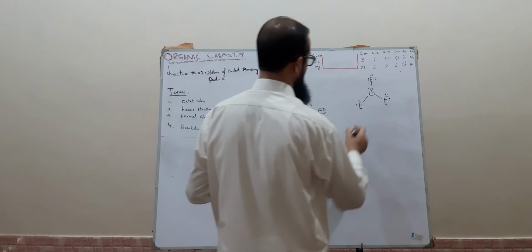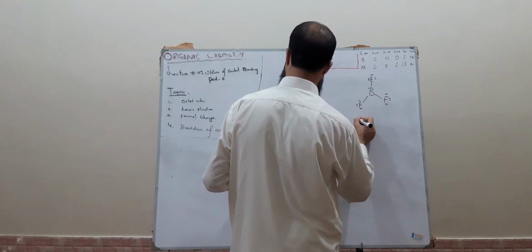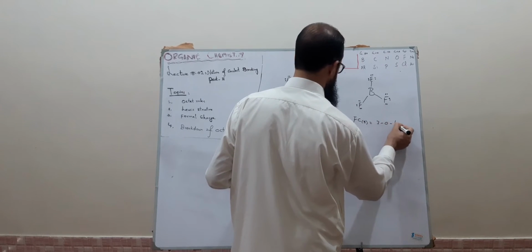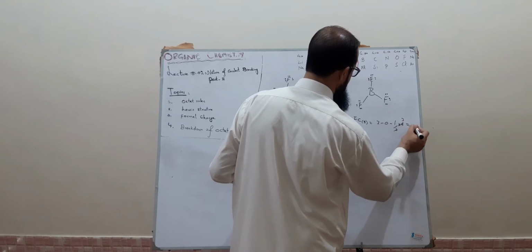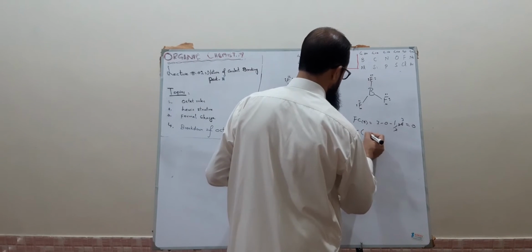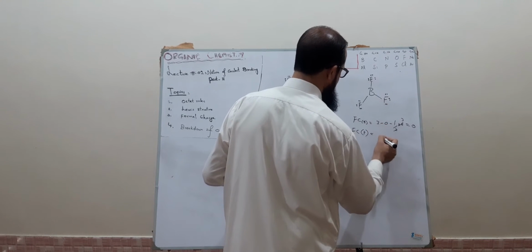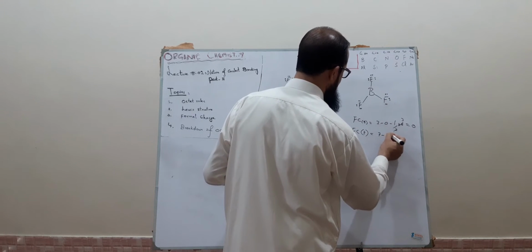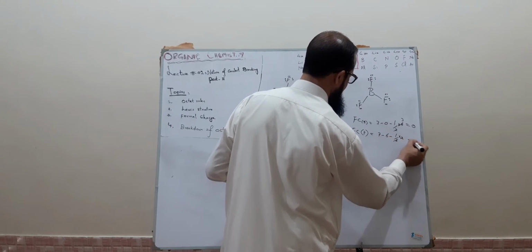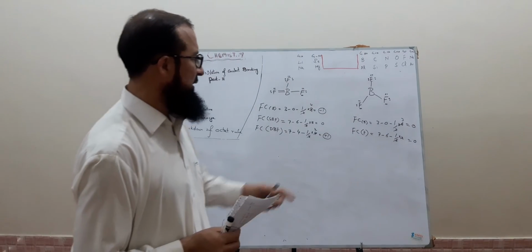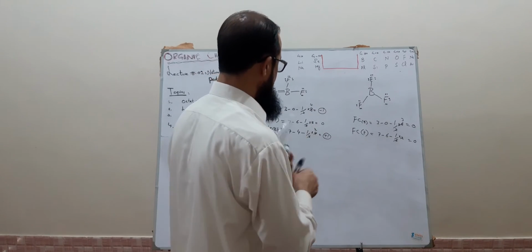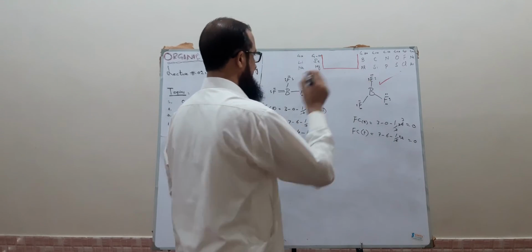But in this situation, for boron, the formal charge will be 3 minus 0 minus half into 6, so 0. Because all of the boron and fluorine bonds are single, we can take directly for fluorine: 7 minus 6 minus half of 2, so you can say 0. So there is 0 formal charge on boron as well as on fluorine. It means that this structure is more stable and this structure is according to experimental results.